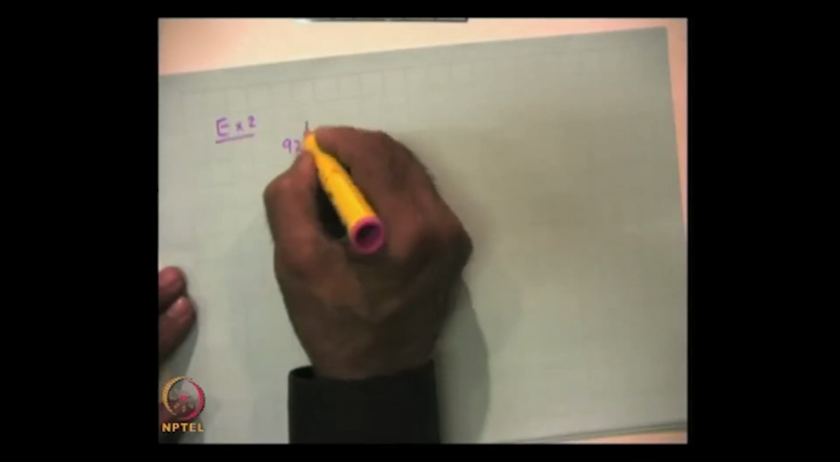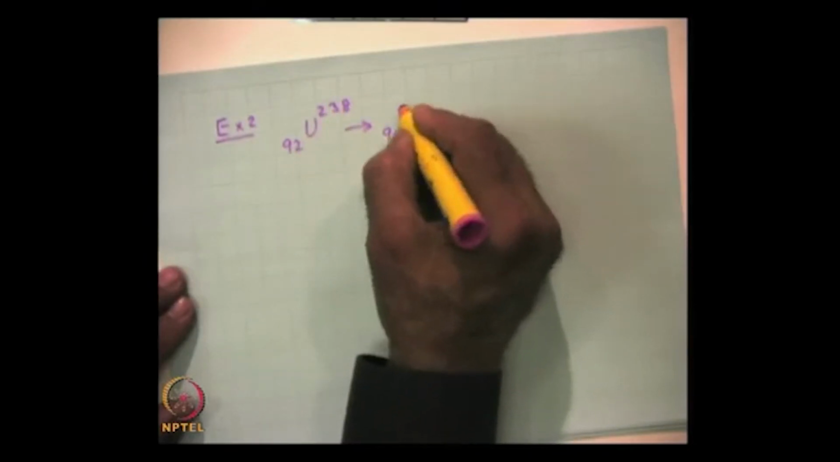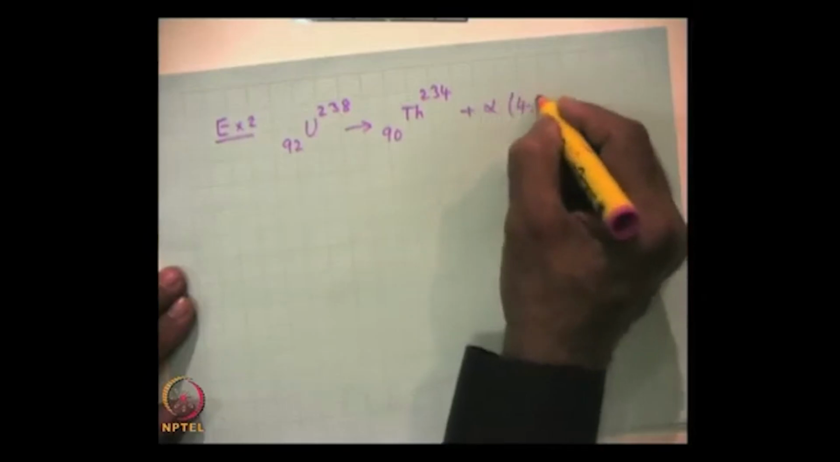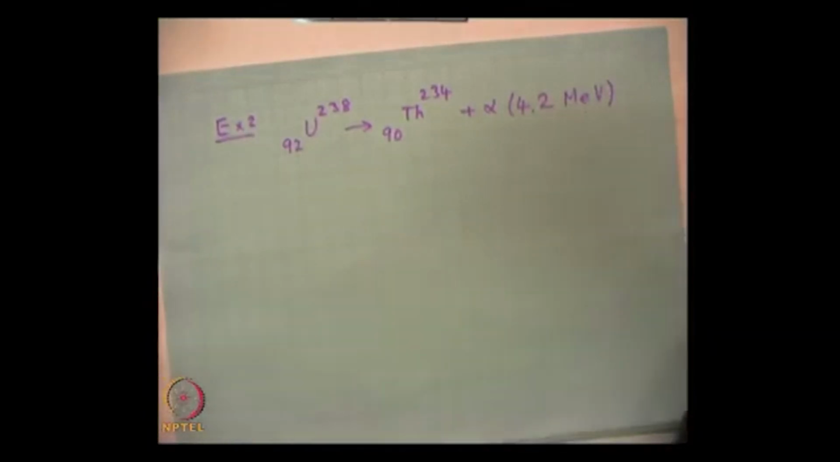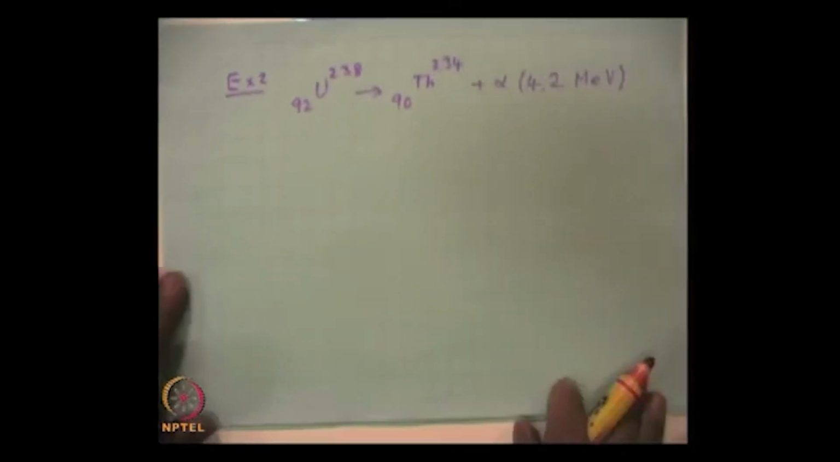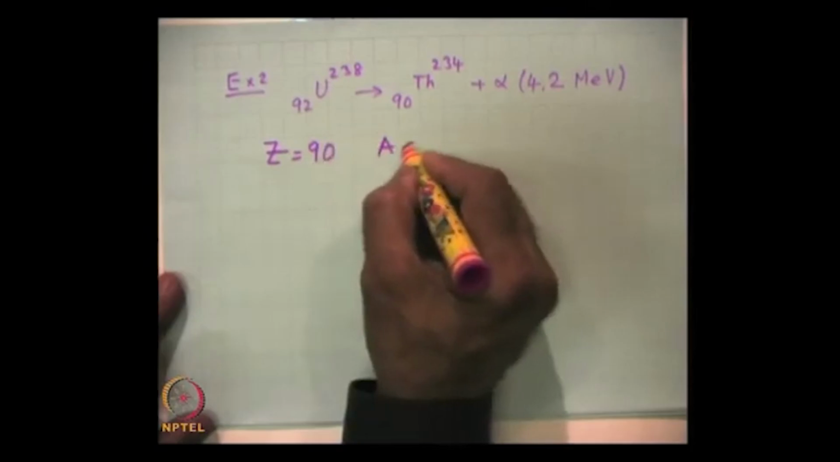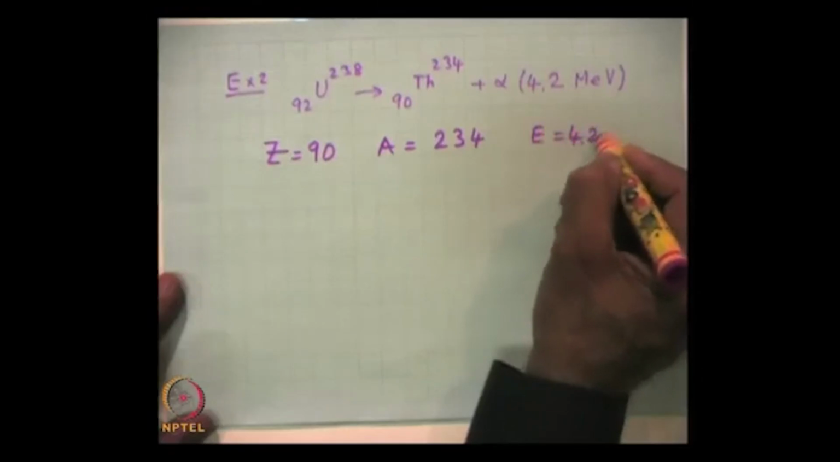Let me take another example. And example 2 is uranium-238 going over to thorium-234 plus an alpha particle of 4.2 MeV. So, here Z is equal to 90, A is equal to 234 and E is equal to 4.2 MeV.